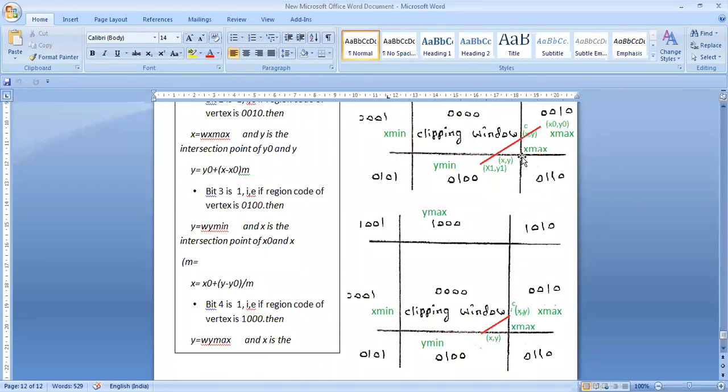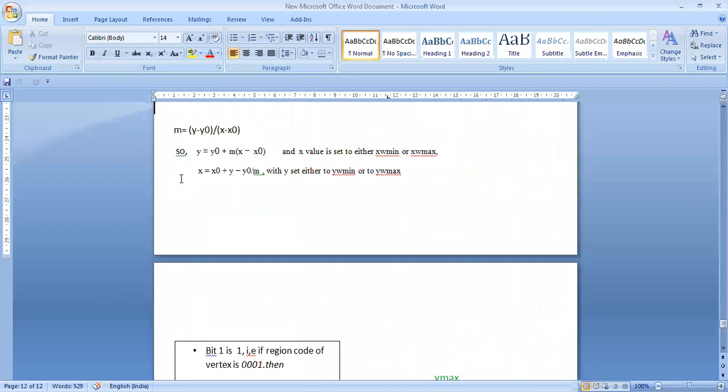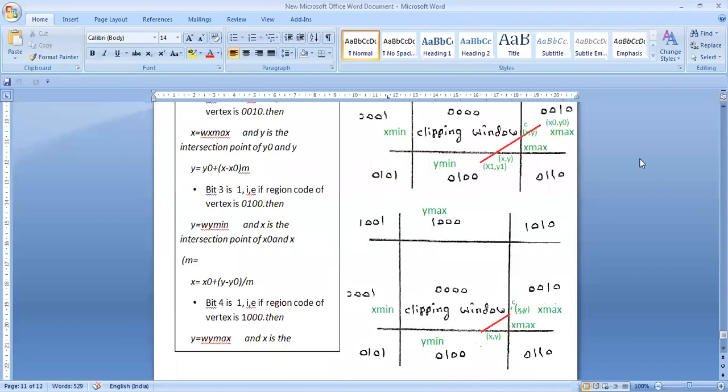Fine, right? So now, how do we calculate the slope and y? y is equal to y naught plus x minus x naught into m. How do I get this particular y? See here, what is my slope? My slope is y end minus y naught. If I need to clip this line, this is x naught, y naught, and if I consider this point as x and y, then this is the line. So this is x naught y naught, and this is x y. The end point y end is x and y.